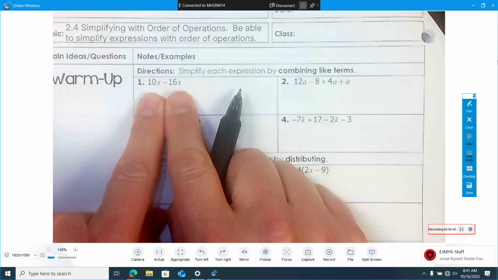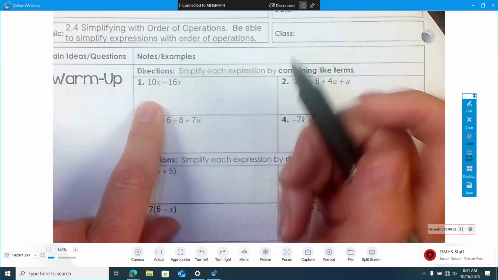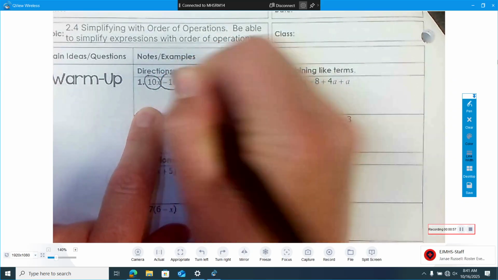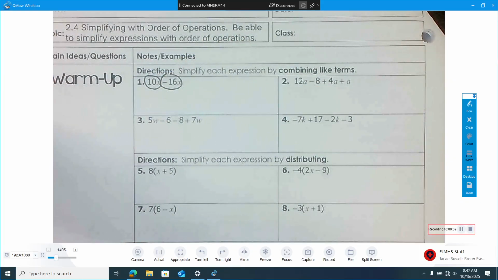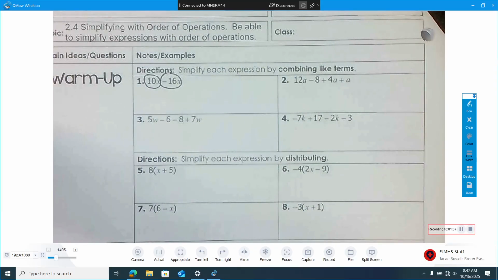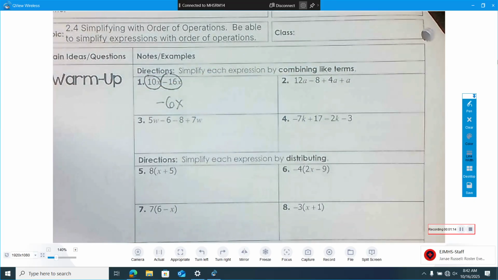Why are we allowed to combine them? They are like terms. They both have x's on them. So that's what I mean when I say combine. We're going to put them together. And so we have 10x's, and we're subtracting 16. Where does that land us at? Negative 6. Very good. The negatives are going to win by 6. So when we have positive 10x's and negative 16x's, the negatives win by 6x's.